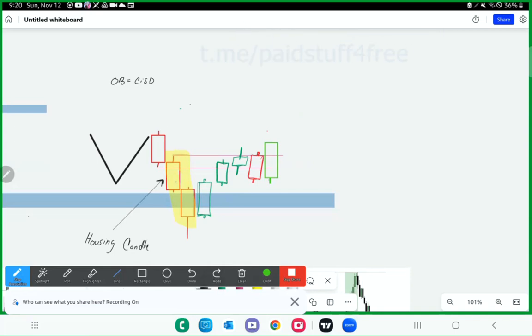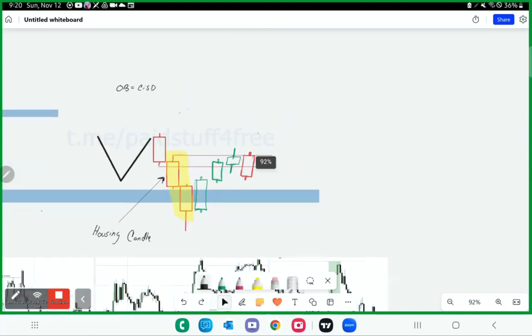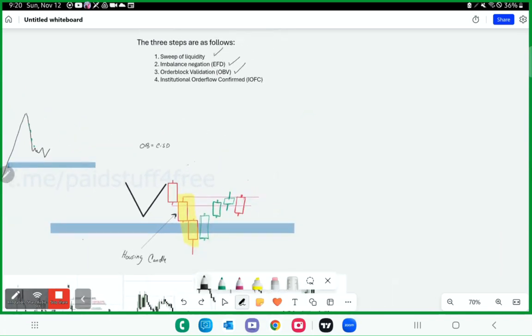But just for being robotic, there's 4 steps. We have a sweep. We need to see the imbalance negated. Once the imbalance is, we locate the housing candle, which is the candle that houses the imbalance within the stop hunt leg. That's a key point. A lot of people miss that. It's the imbalance within the stop hunt leg.